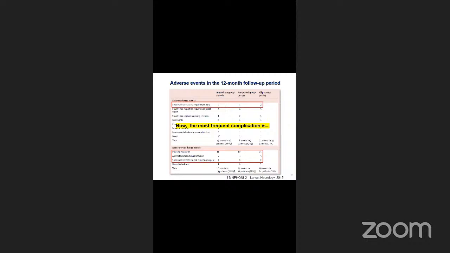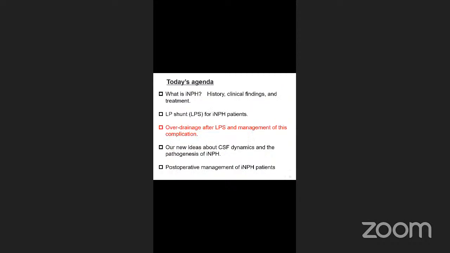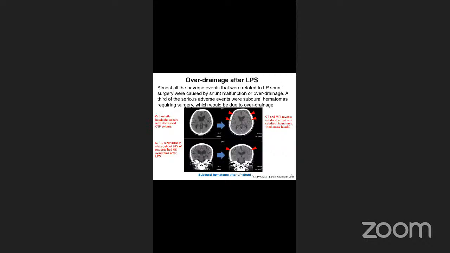After this complication is resolved, the most common and serious complication at present is overdrainage. Next, I'll talk about the overdrainage after LP shunt and its management. These are the typical findings of overdrainage after LP shunt surgery.